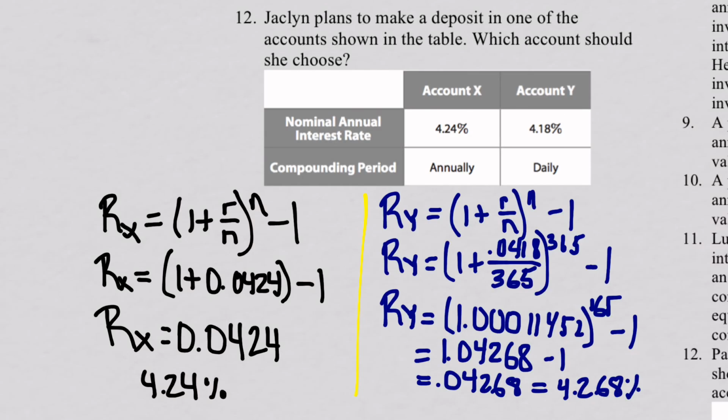And I compare the two, and this one ends up being much better than that one, right? 4.27 to 4.24, that's 0.03% better than the other one. Even though it started out being worse, it actually is better because it's compounded daily, which is a big difference. You compound it 365 times per year as opposed to only once per year.